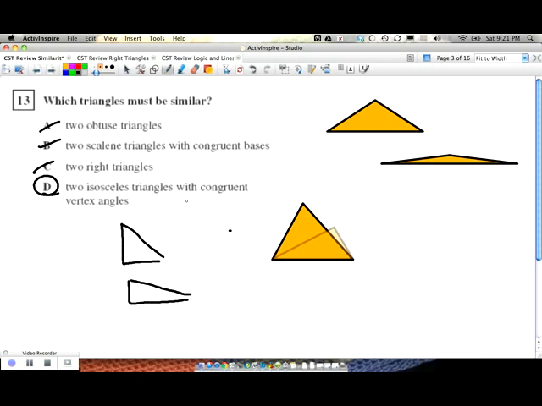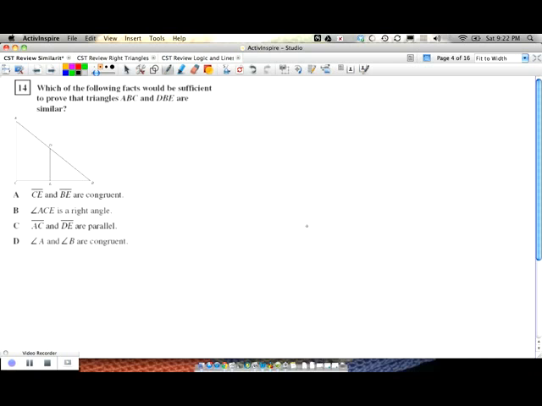Two isosceles triangles with congruent vertex angles. Well, even if we couldn't explain that, we know it's right because the other three have to be wrong. Let's go ahead and keep on moving. I'm not saying that I can't explain it, just in the interest of time. You don't always have to.